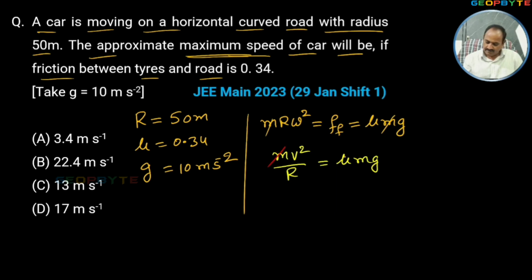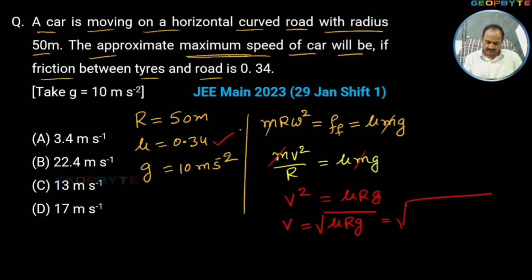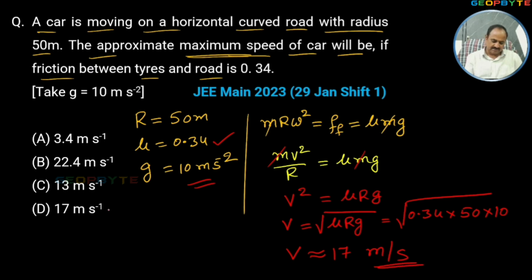Here the m value is cancelling. V square equal to mu r g. V equal to root under mu r g. It is equal to root under mu value given 0.34 multiplied by 50 multiplied by g value 10. You simplify this value for getting the velocity, approximately 17 meter per second. That is the answer. Look at the option D. Option D is absolutely correct.